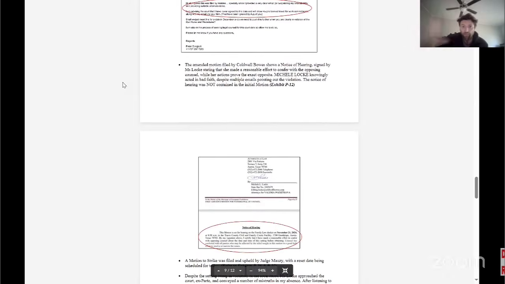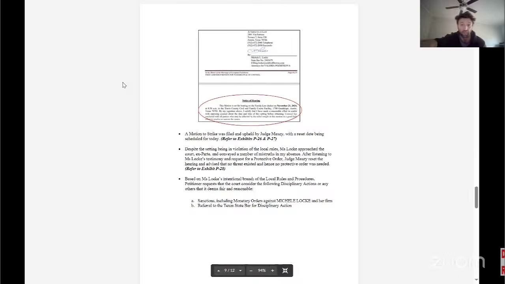Interestingly, the amended motion by Caldwell Bowers has a notice of hearing. This was signed by Ms. Locke stating that she made a reasonable effort to confer with the opposing counsel. Her actions show the exact opposite, and this was not part of the initial motion. Ms. Locke has knowingly acted in bad faith despite numerous emails and totally trying to bully a pro se litigant in this process while saying I'm the bully.